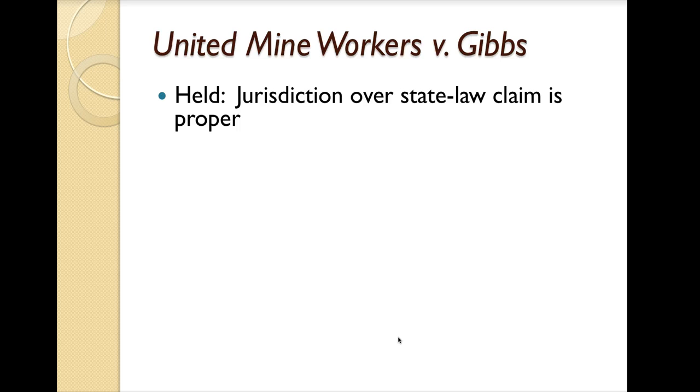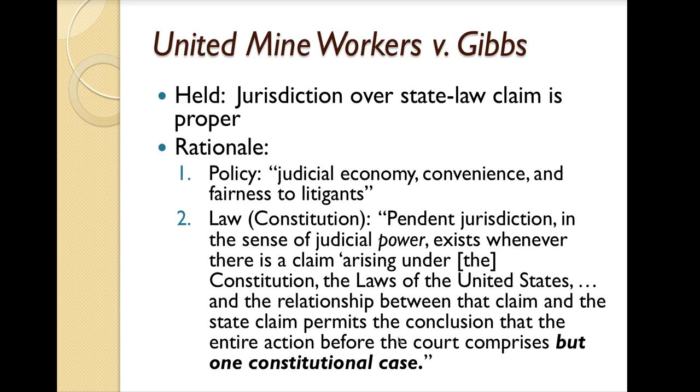What's important to understand is what the court decided about why that was so. There are two components to the court's rationale. One is a policy-based rationale, and you can see this reflected in Justice Brennan's decision, where he talks about the concerns of judicial economy, convenience, and fairness to litigants, which support the outcome that the court reaches here. But it wasn't just as a policy matter. The court had to deal with the law as well. And in this case, the central limiting law was the Constitution.